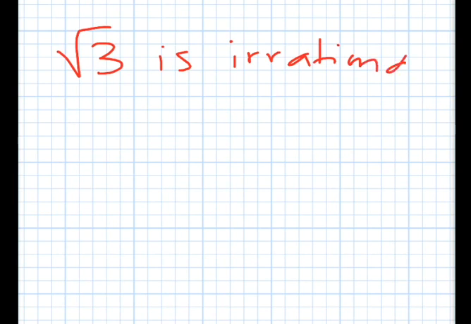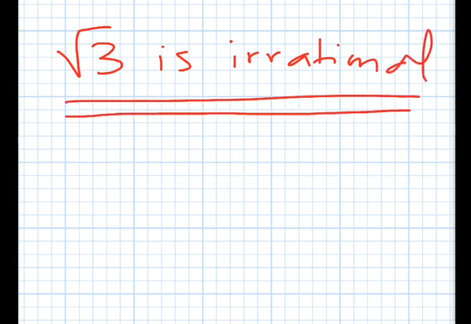Prove that root 3 is irrational. Okay, so this is basically about a discrete math problem, and we will use another fact to prove this statement. So let's state the fact we are going to use.